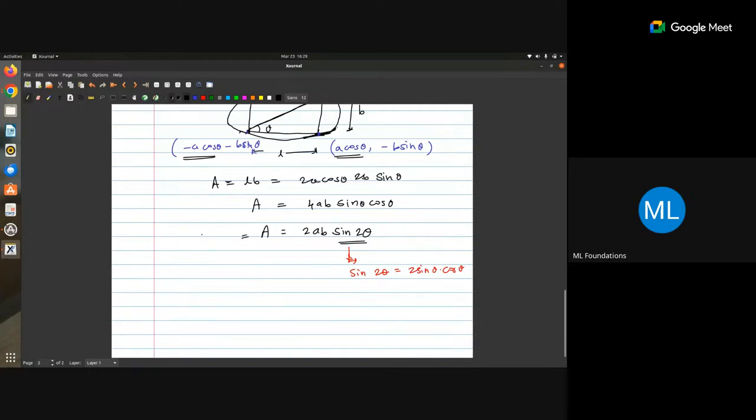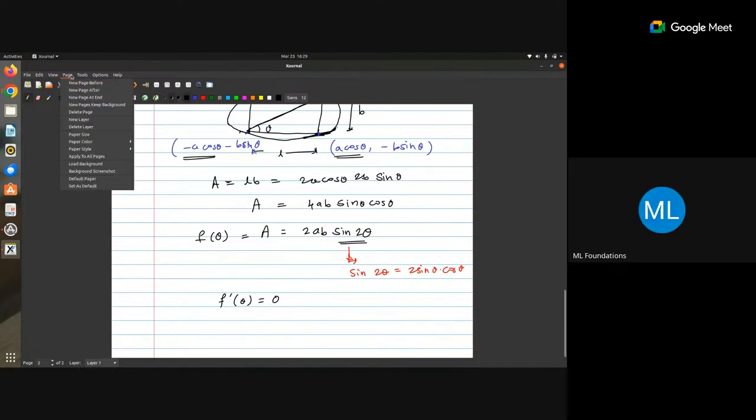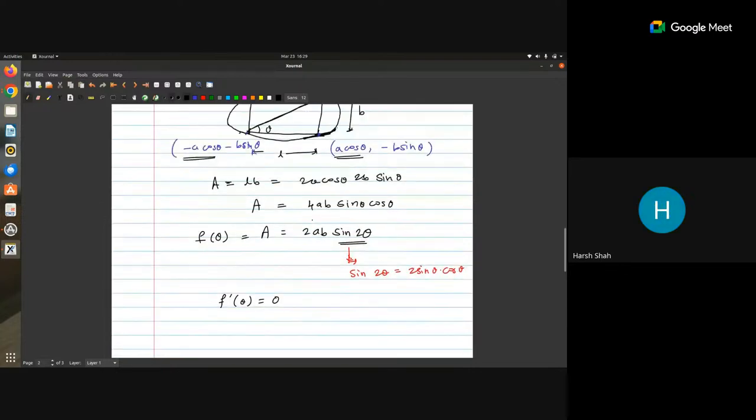So, this area is a function of theta. If I wanted to maximize it, what should I have to do? I should equate it to zero, right? Sir, but in this case, this is not needed, because you know it already. You have learned it. Sine 2 theta will range from minus 1 to 1, so sine 2 theta's maximum value will give me the maximum area. That is correct, but if you wanted to go that way also, that is fine if you use this formula.